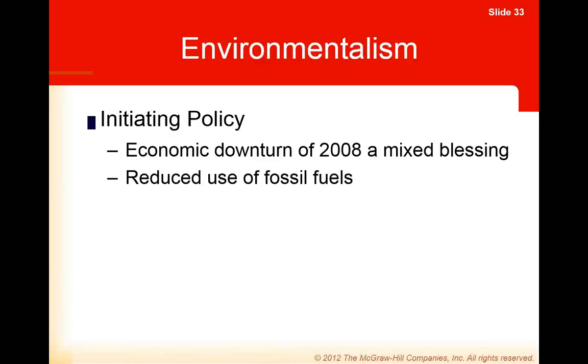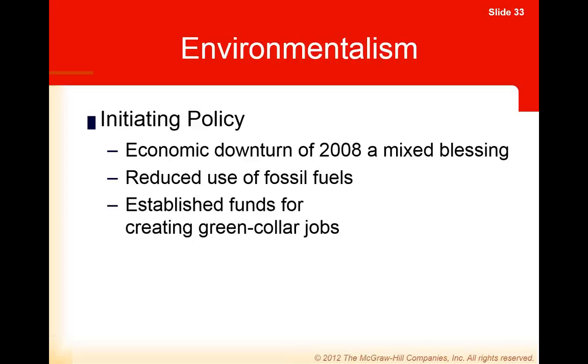Okay, so when we think about policy, well, in 2008 the country went into the toilet, pardon my language. We had a huge economic downturn. Unemployment skyrocketed in this country. It was close to 10% nationally, which is very high for us. But it actually reduced emissions because it reduced the use of fossil fuels. And in some of the jobs programs, there were funds established by the federal government for creating what are referred to as green-collar jobs, jobs within the environmental industry.